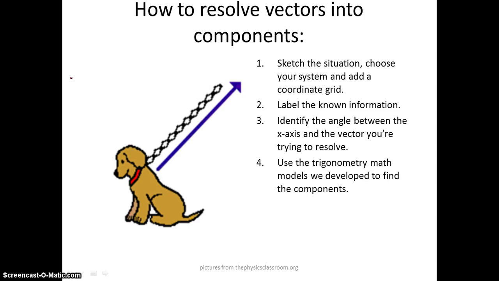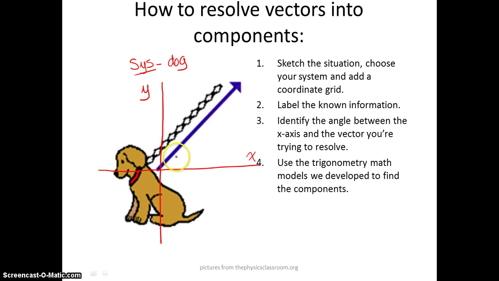here are a few steps to get you started. You want to sketch the situation and choose your system and add a coordinate grid. So for this example here, our system can be the dog, and I see that I have this blue vector at an angle here. So what I'm going to do is add in a y-axis and an x-axis.